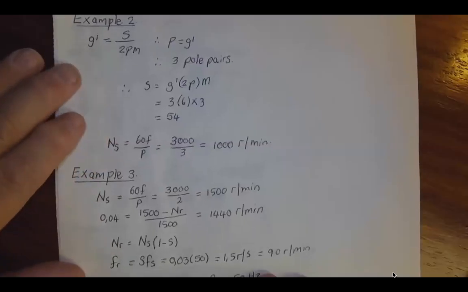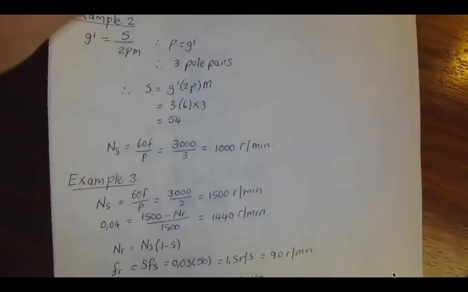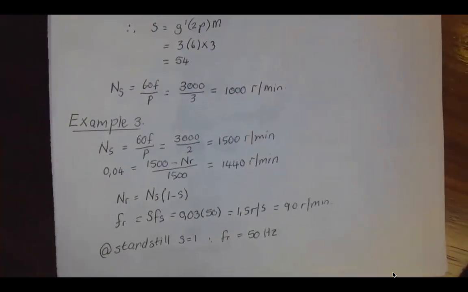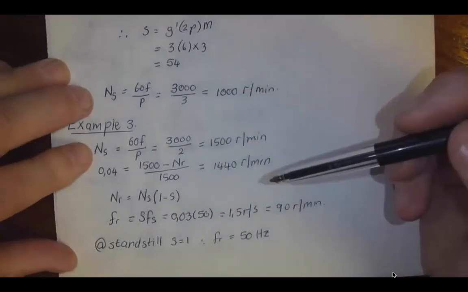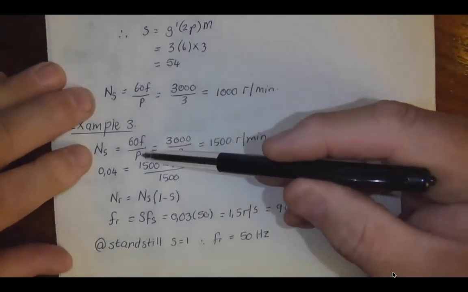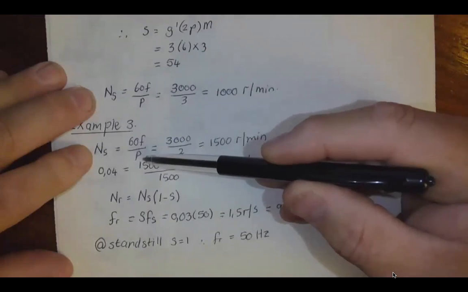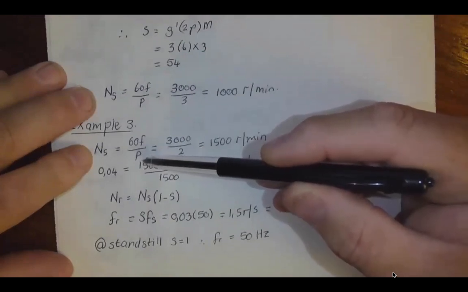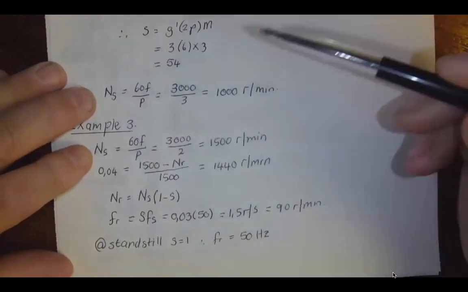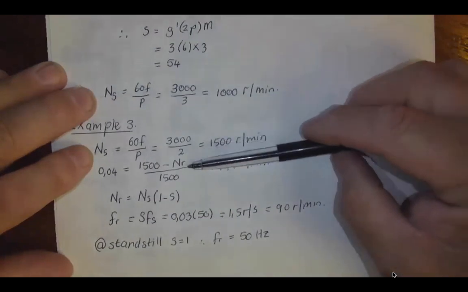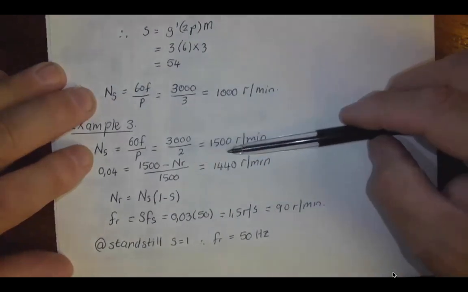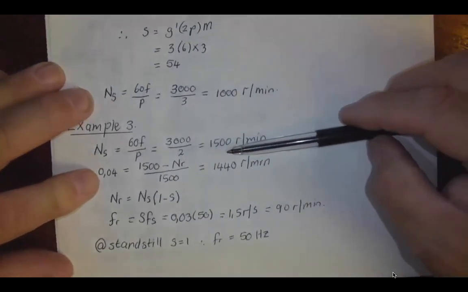All right. So, first of all, our synchronous speed is 60 times F over P. You'll notice the book keeps on saying 120 F over big P. Here we have P, which is pole pairs, therefore we have 60. So that's 3,000 divided by 2, which gives us 1,500 revs per minute.